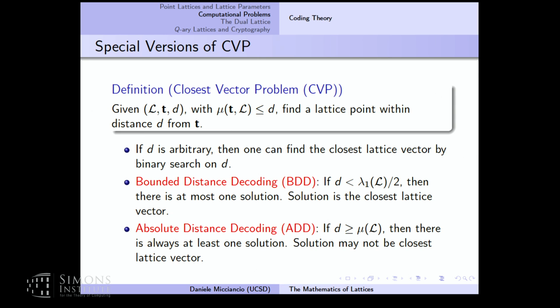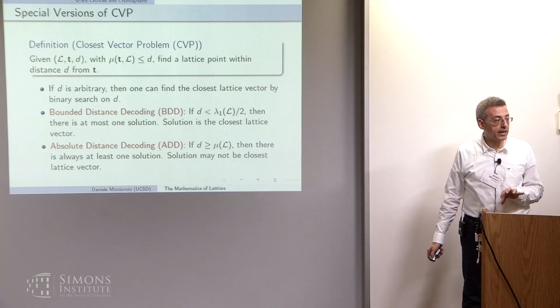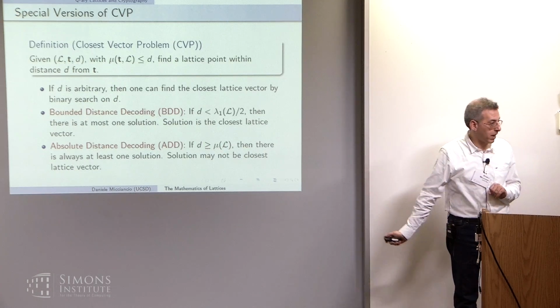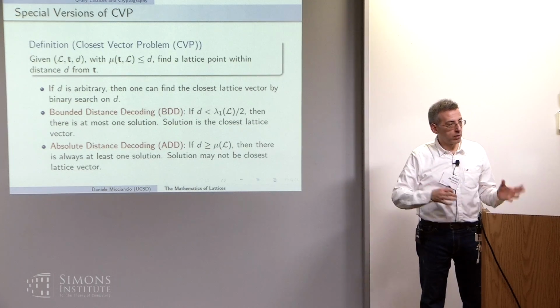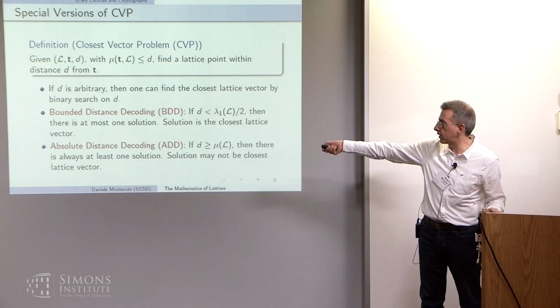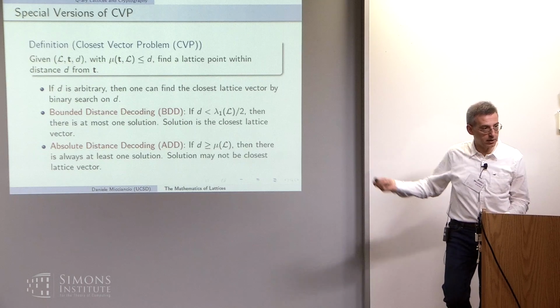So another version of the problem, which goes under several different names, sometimes it's called the guaranteed distance decoding or absolute distance decoding. Here the distance d is set to be at least the covering radius of the lattice, so that the solution is not unique, so there may be more points within distance mu from the target, but this time the solution is guaranteed to exist. No matter which target point you are given, you know that there is always a point within distance mu from it. And you are asked to find such a point, which is not necessarily the closest one to the target, but it is still within this worst case bound. And so this corresponds to functions that are built from lattices, which are either injective in the first case or surjective in the second case.